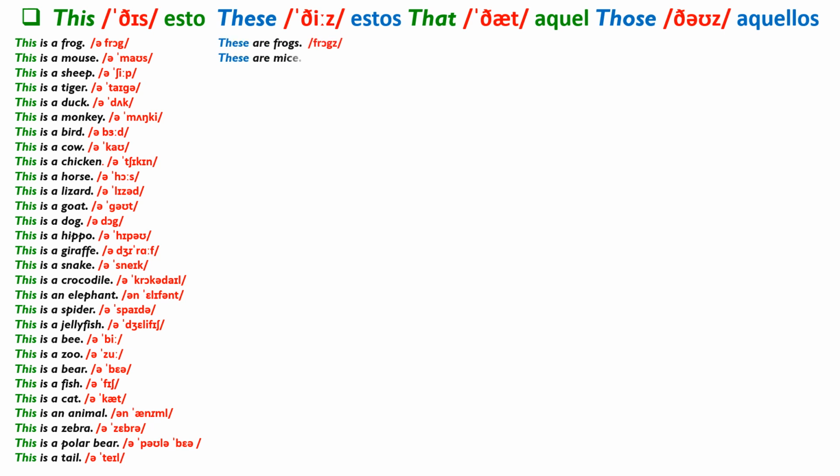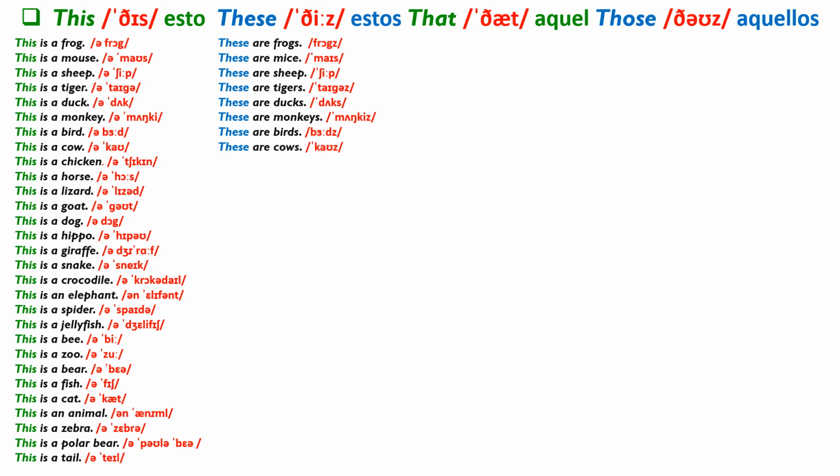These are frogs. These are mice. These are sheep. These are tigers. These are ducks. These are monkeys. These are birds. These are cows. These are chickens. These are horses.